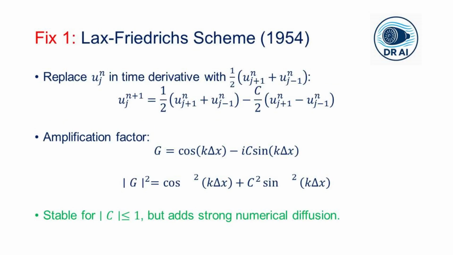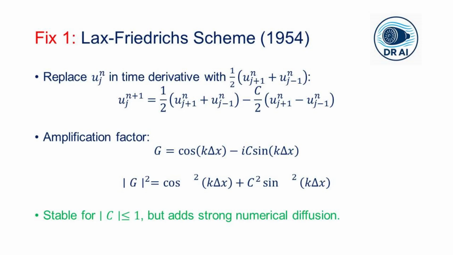Now, moving on to part 5, which is the fixes and extensions, in which we will be discussing the Lax-Friedrichs scheme. Because FTCS is unstable for advection, researchers developed modifications. One of the earliest is the Lax-Friedrichs scheme, which was developed in 1954.